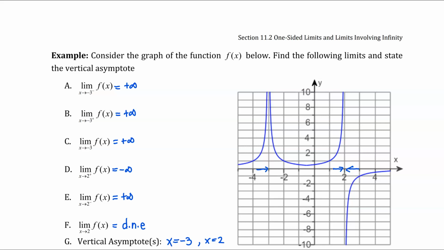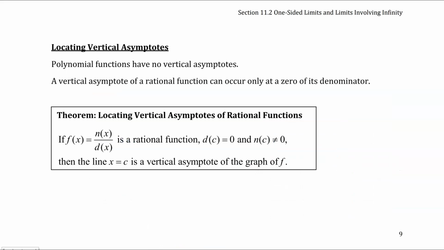And the equation of that vertical asymptote is of the form x equals a, where a is the value that the x values are approaching. Now, for instance, we are given an expression. How do we find the vertical asymptote? It's important to take note that a polynomial function has no vertical asymptotes, and a vertical asymptote of a rational function can only occur at the zero of its denominator.